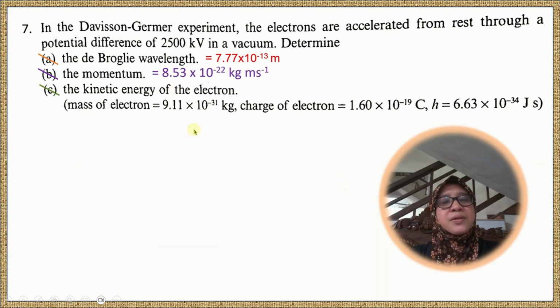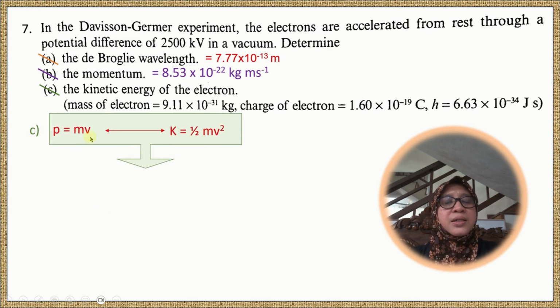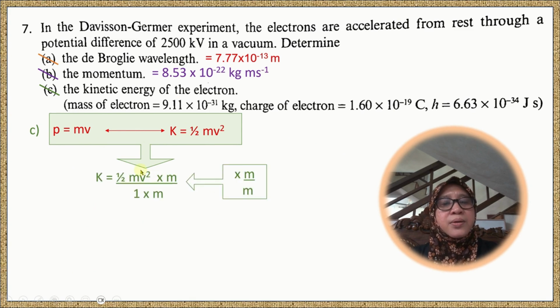So kinetic energy of the electron, we can use the relationship between momentum and the kinetic energy here. So I repeat what we do just now, the previous question. So the kinetic energy half mv squared, so multiplied by m and divided by m. So we don't change the equation, but we can relate it with p. So the top, here we get half m squared v squared over m. So mv is the momentum, so half p squared over m.